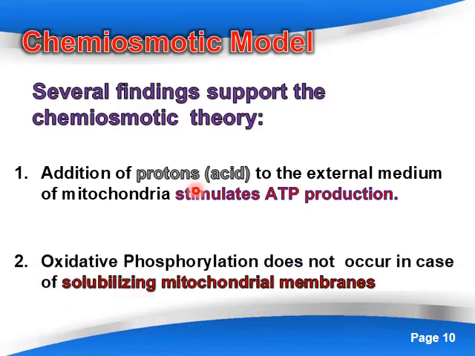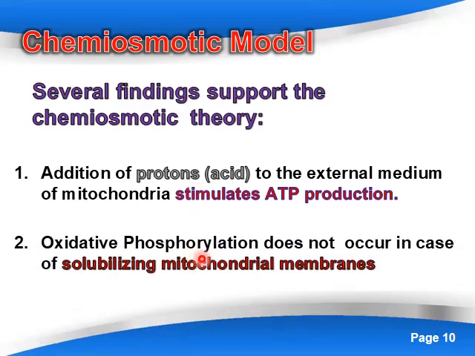At the same time, oxidative phosphorylation does not occur if the inner mitochondrial membrane is leaky to hydrogen. Suppose we produce holes in the inner mitochondrial membrane, so the protons come outside and will enter again, and again. So there will be no concentration gradient, no activation of ATP synthase, and no phosphorylation will occur. So these two findings confirm the chemiosmotic model.